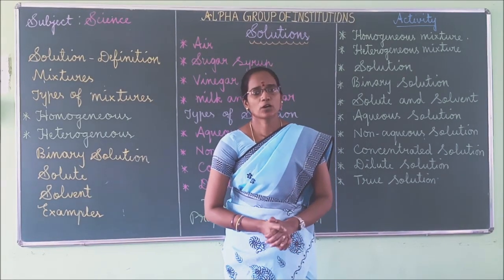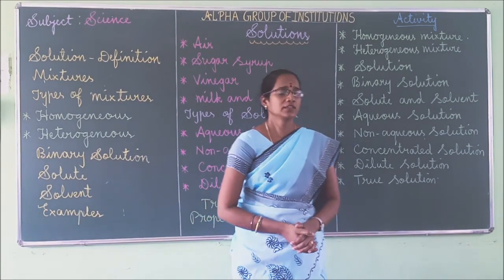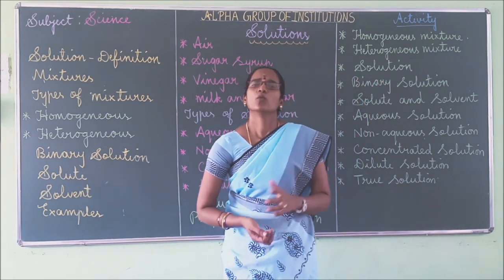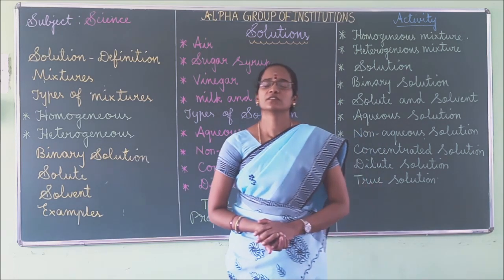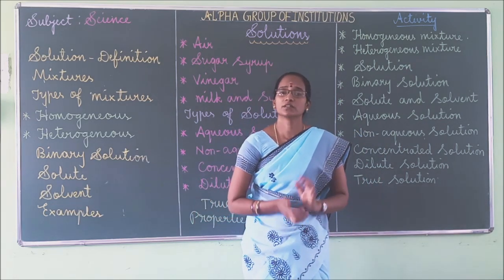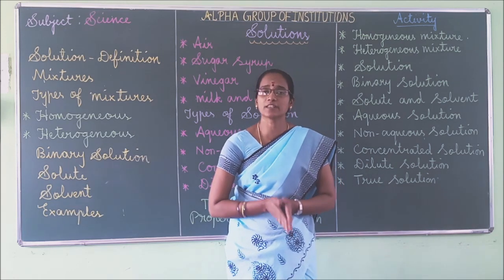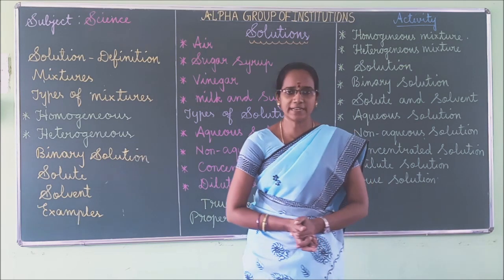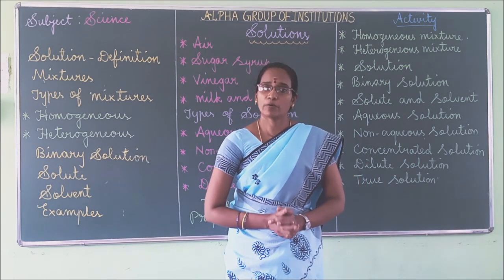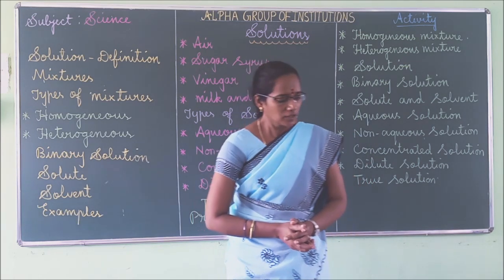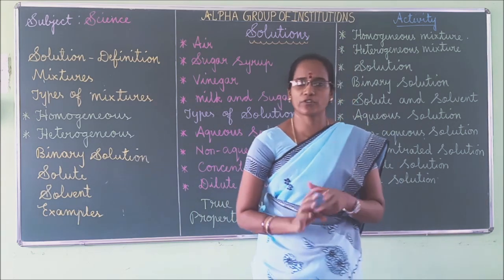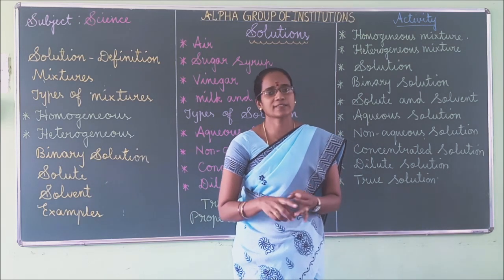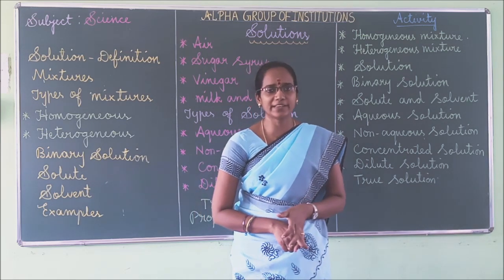Okay, children. Now we can start the activity. So the first activity is homogeneous mixture. What I told you for homogeneous mixture? In a homogeneous mixture, the components or ingredients are mixed uniformly. That is called homogeneous mixture, isn't it? So we are going to do one activity based on this. Okay. So two things we require for this. One is I am going to use acetic acid as well as water. It is nothing but vinegar solution.